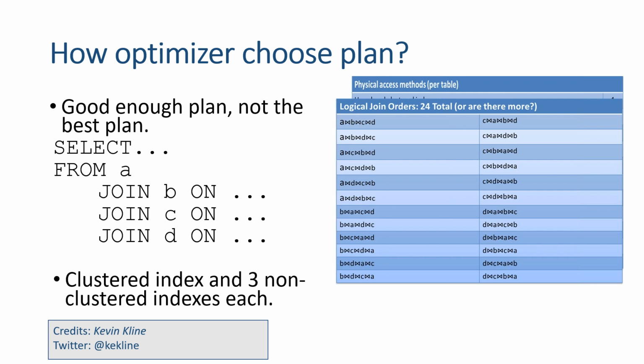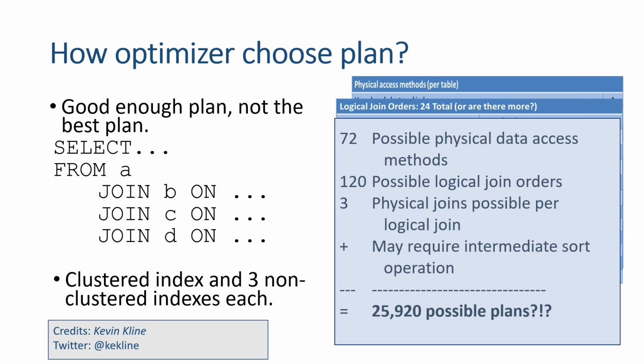On top of that, it has to analyze so many transformation rules, at least some thousands of transformation rules, and it will gather approximately 26,000 possible plans just for this simple select statement. Now just imagine how much time, cost, and resources it consumes for the optimizer to choose the best plan out of these 26,000 possible plans.